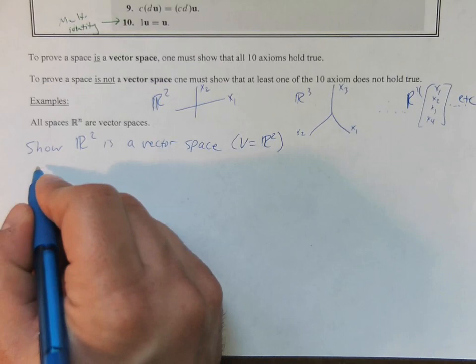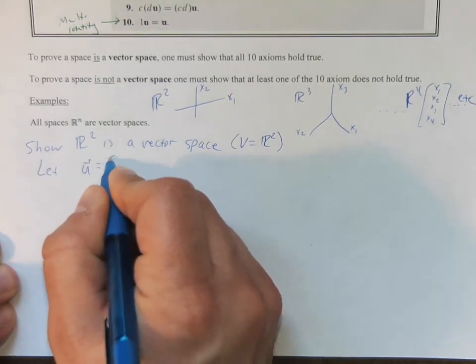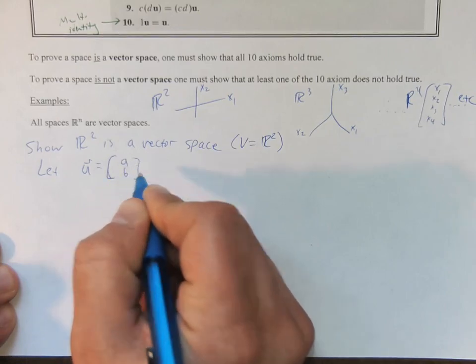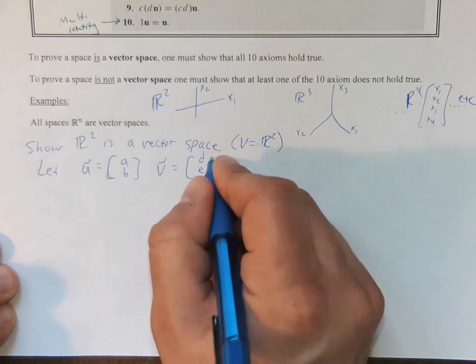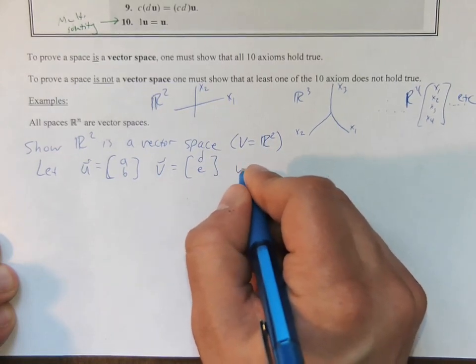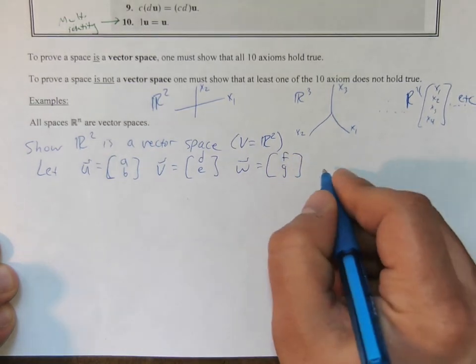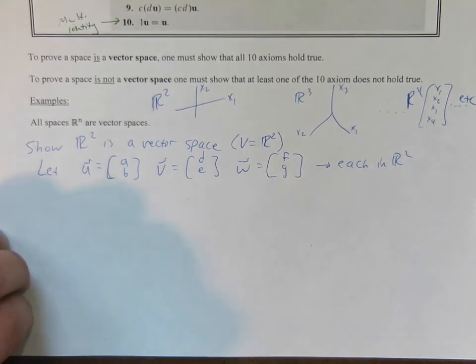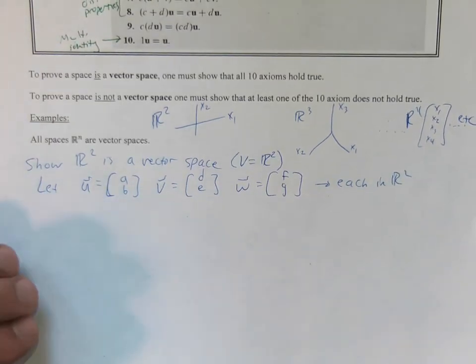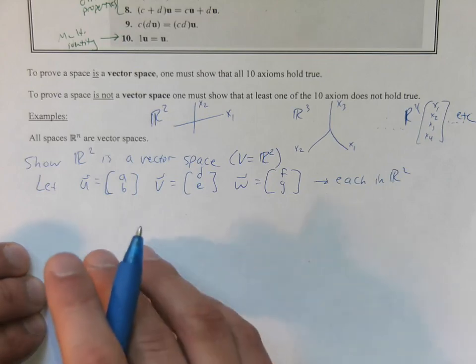And so let's pick a U. Let U be (a, b). We could let V be some other two-dimensional element. How about (d, e)? And let's let W be (f, g). Each of these things is in R2 because they have 2 elements in their vectors, right? And so again, what we're going to do is go through each one of those properties and see that they hold.